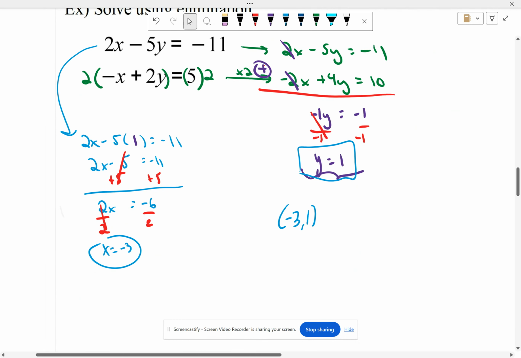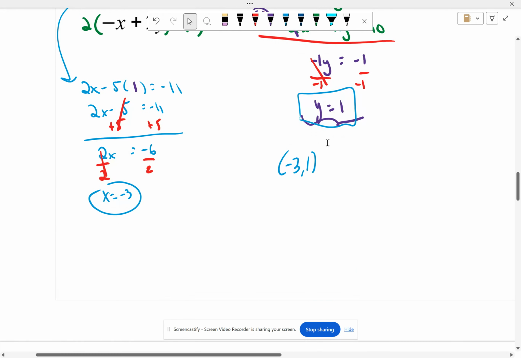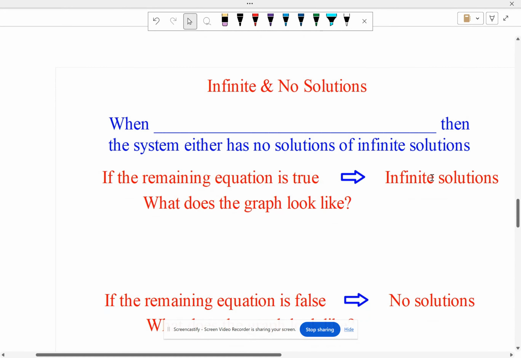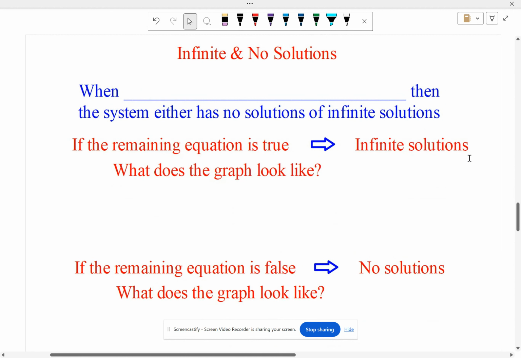So that's just using elimination to solve systems of equations. It's a little bit different than substitution. It can be easier in some cases. In some cases, substitution might be easier. The second objective for today is when there's infinite or no solutions. So that happens when the variables cancel out.